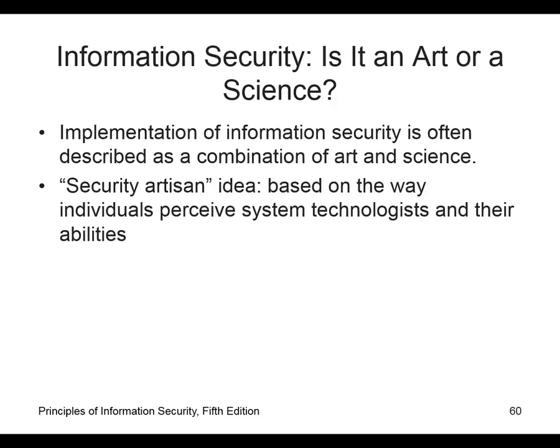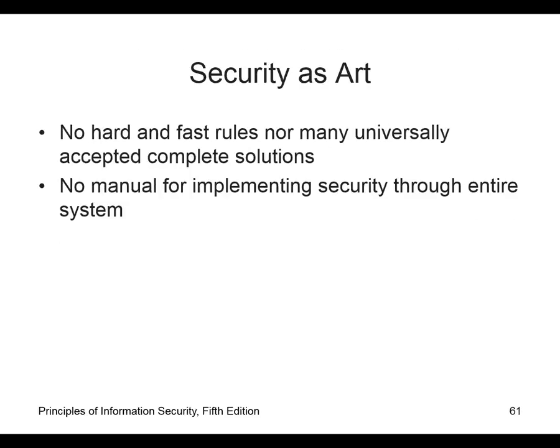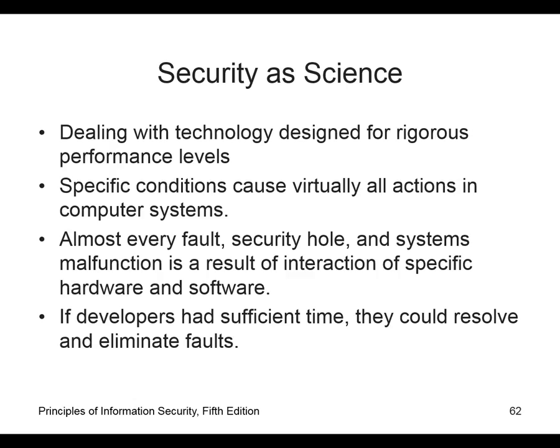Information security, is it an art or a science? Both. I agree. Implementation of information security is often described as a combination of art and science. Security is an art: no hard and fast rules, nor many universally accepted complete solutions, and no manual for implementing security through an entire system. As a science, it deals with technology designed for rigorous performance levels.